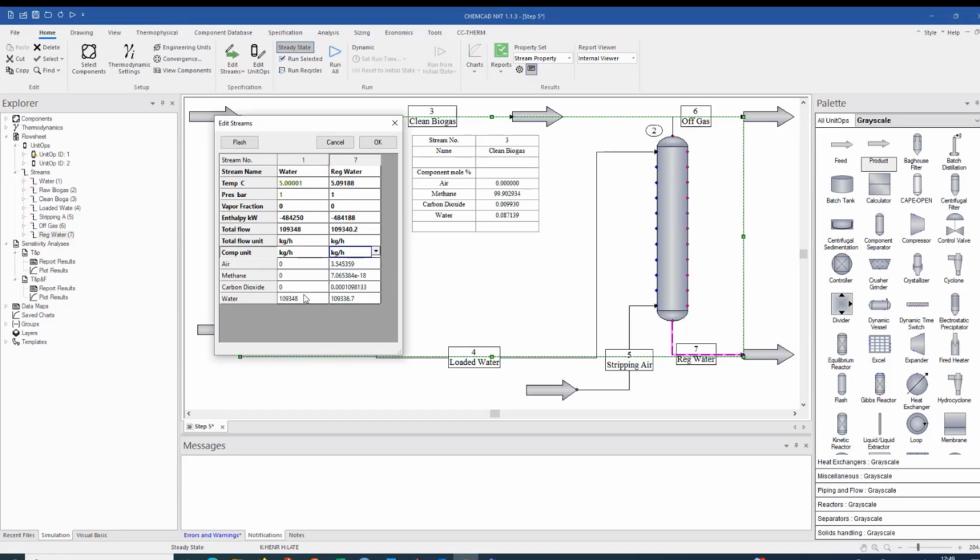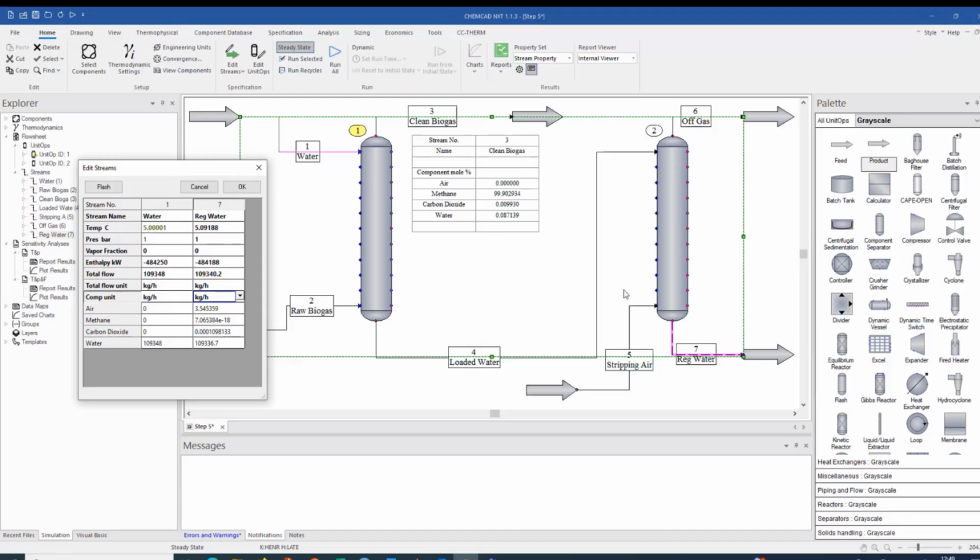mass balance of water, we see here we use 109,348 kilogram of water, but the amount of regenerated water is slightly less. It's only 109,336 kilogram per hour. So our process is losing water. What does this mean if we just close the recycle, so connect the stream 7 with the stream 1? This means that our process will lose water, and with each recycle iteration, the amount of water will become less.